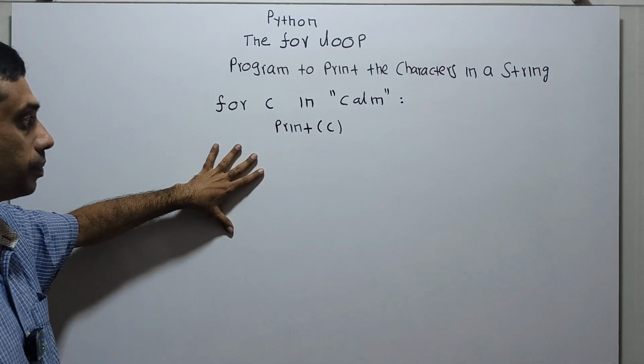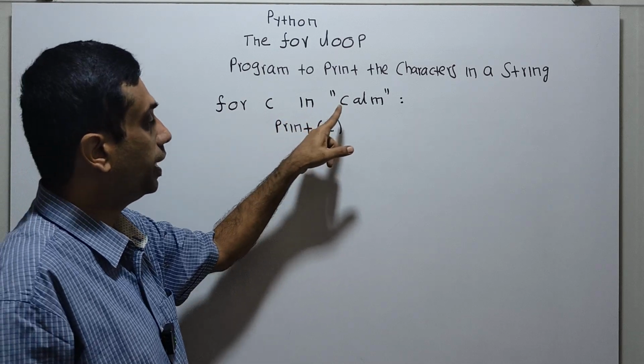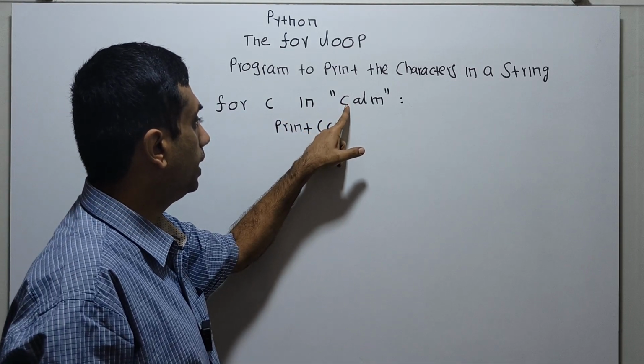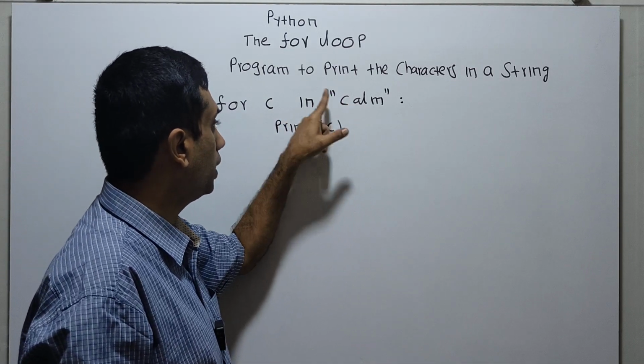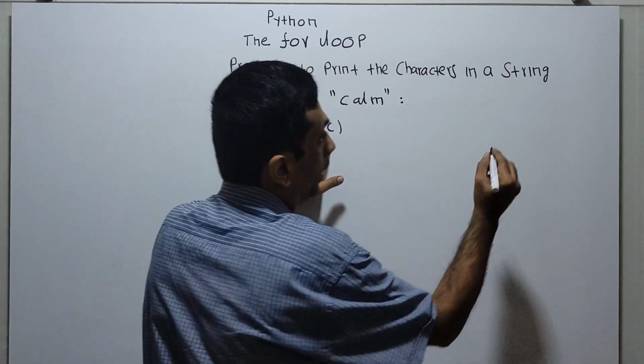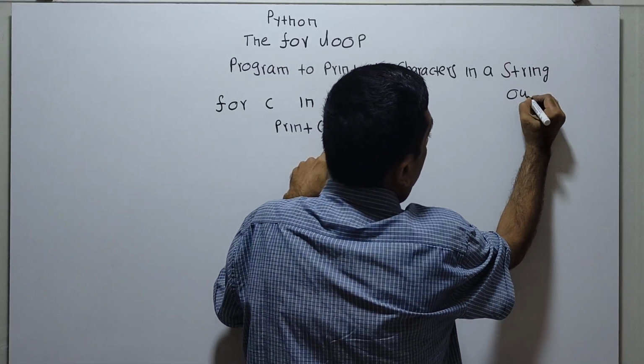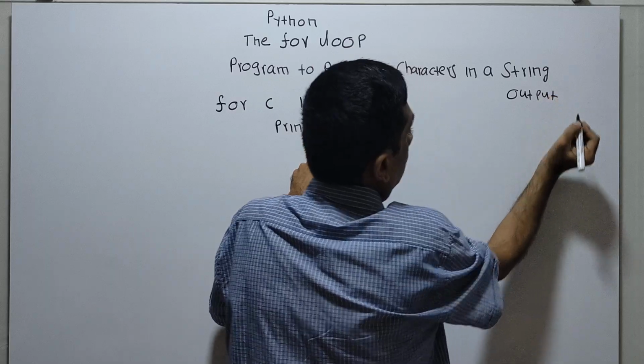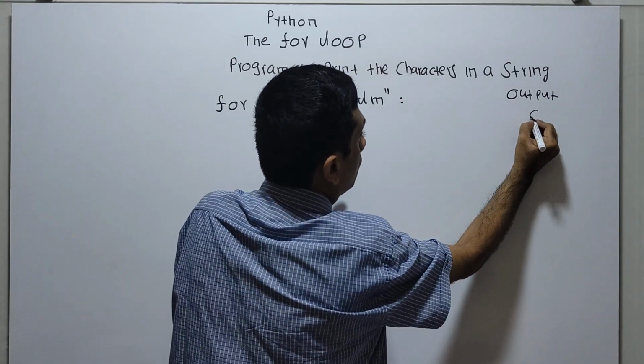This is a program for the loop variable C. First take the character C in the sequence, that is a string, and it will print C. So here I am writing output. Now to print C here.